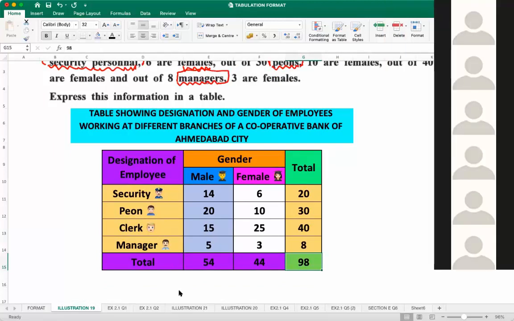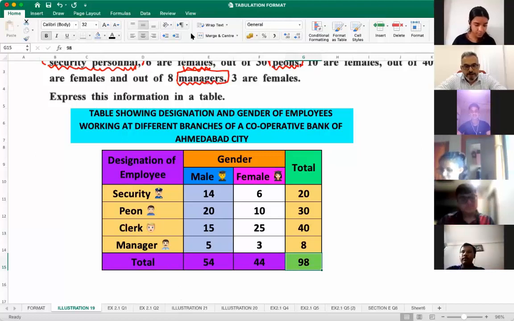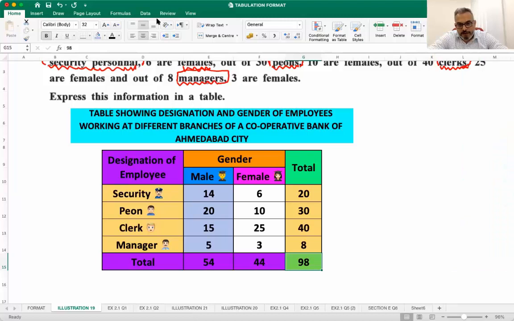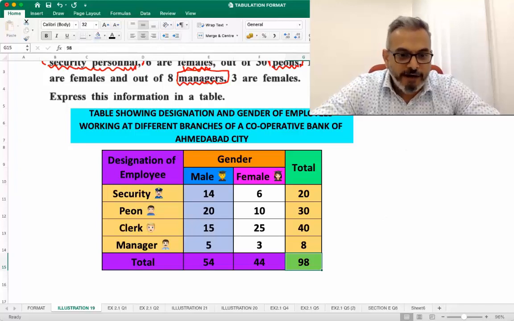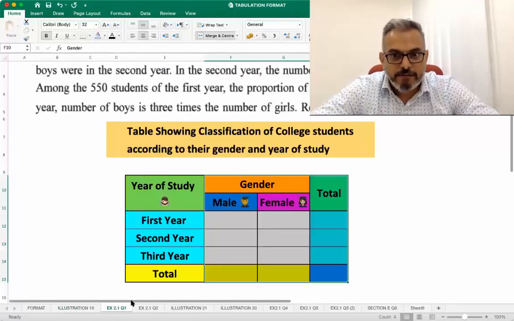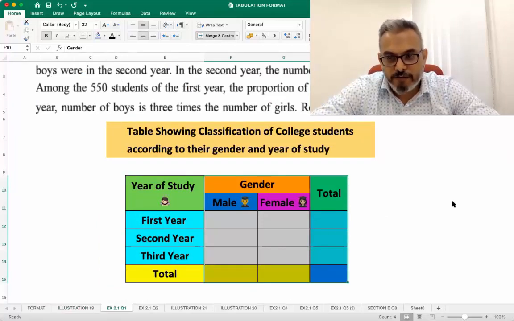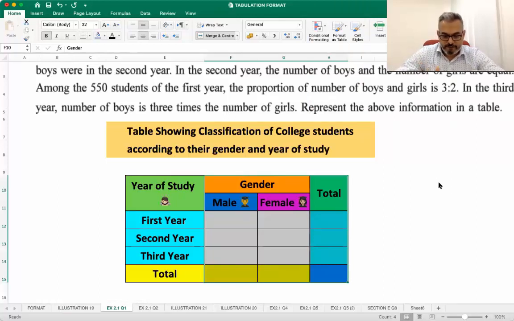Got it, all of you? All of you understood this table? Now see, such simple tables can come in the exam for 2 marks, 3 marks, okay, because it is not more than 2 attributes. Now we will see a bit different sum, okay, where some calculations are involved. Come to exercise 2.1, question number 1. Exercise 2.1, question number 1. Page number 42.